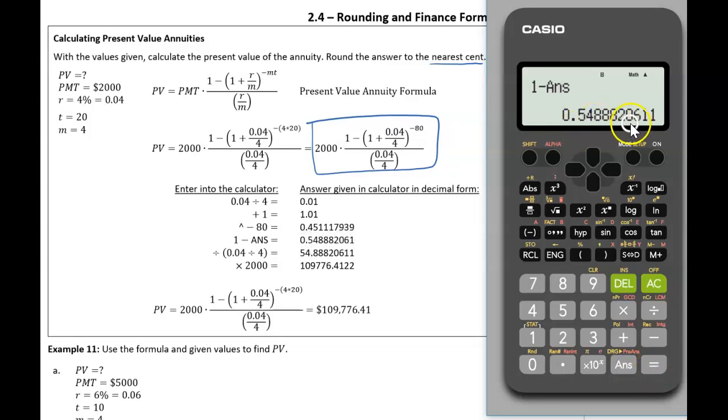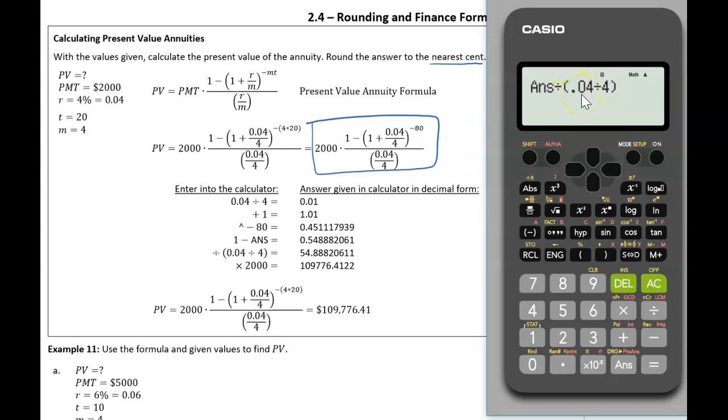And what does this represent then? This represents all of the numerator, that big fraction. But I still have a denominator I need to divide by. So here comes the double division. Again, without clearing, I do a divide. That answer is taking that decimal we just found and putting it in there for me. Without clearing, I'm going to enter exactly as I see it in my denominator now: 0.04 divided by 4, close parentheses.